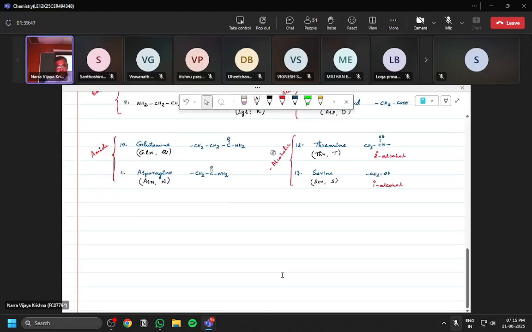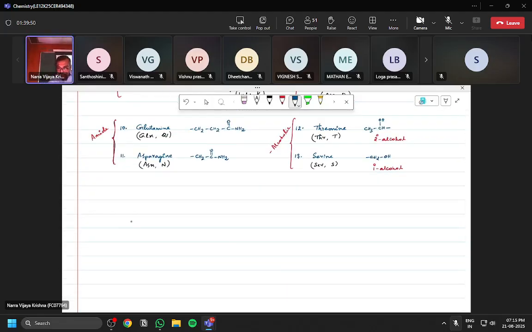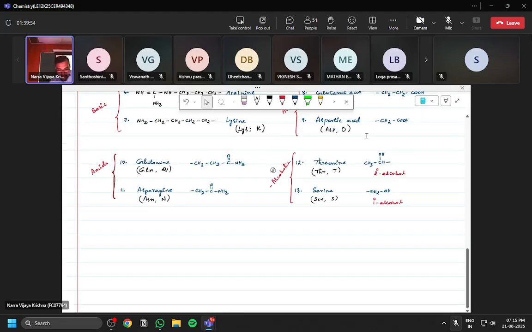Next one. Sulfur possessing amino acids. 14, 15. Yes, 14, 15. Both are sulfur possessing.